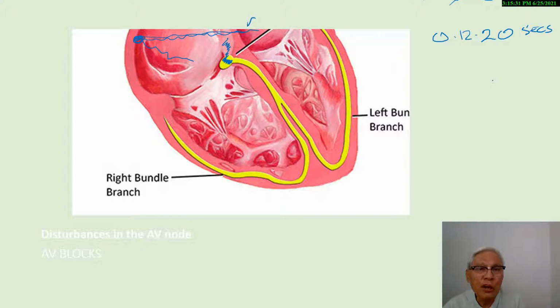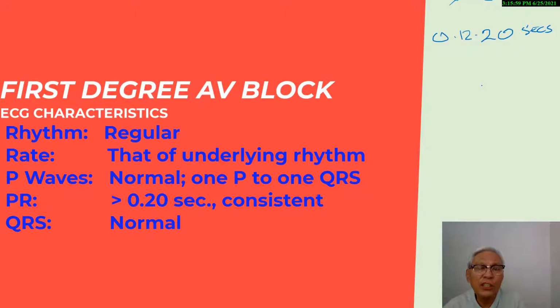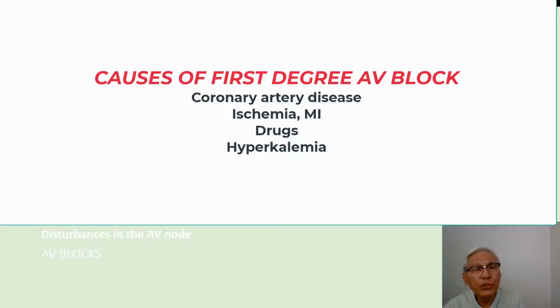The other properties of a first-degree AV block are, number one, all the PR intervals should be the same. And number two, since the conduction of electrical impulses remains intact through the bundle of His and the bundle branches, the QRS complex will be normal. Here are the other criteria for the ECG characteristics of a first-degree AV block. First-degree AV block is a benign rhythm. It usually is a result of myocardial infarction, or perhaps it might be due to certain drug effects as well as hyperkalemia and other electrolyte disturbances.